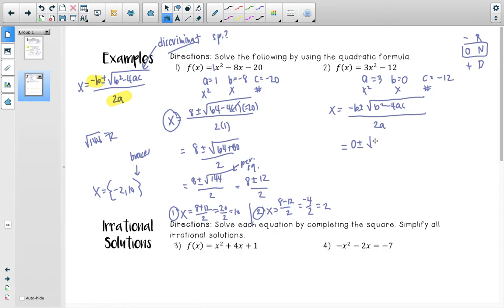All right, awesome. B squared is 0, and so 0 squared is 0. So write that 0 just for my sake, please, because what happens is sometimes we lose this negative. So let's remember we're subtracting here. 4 times a, which is 3, times c, which is negative 12. And then all over, we're dividing this whole thing by 2 times a, so that's 6. Okay, negative 4 times 3 is negative 12, and negative 12 times negative 12 is positive 144.